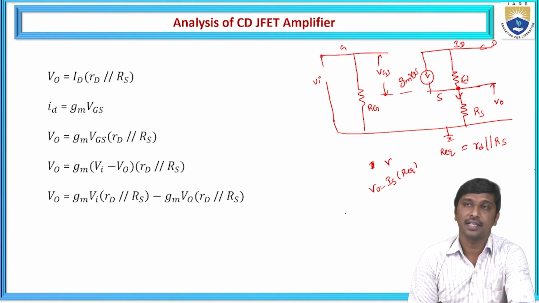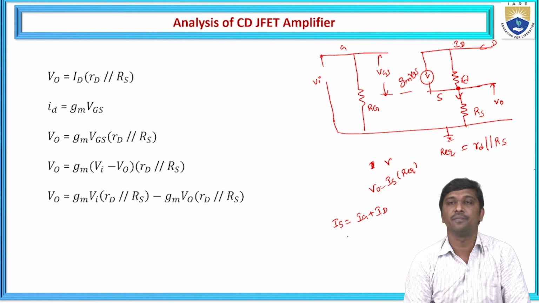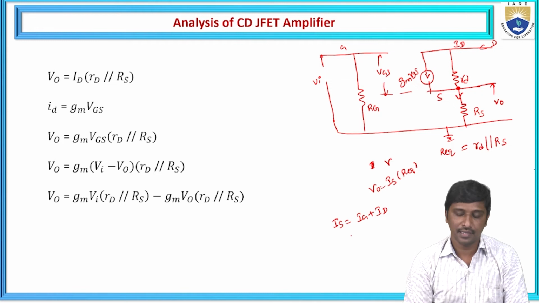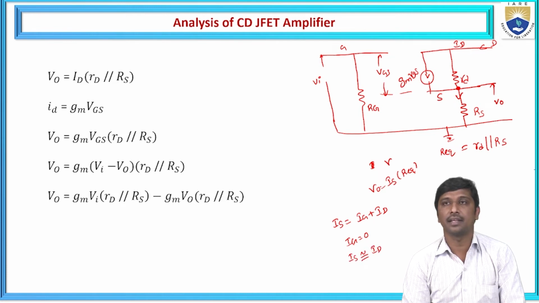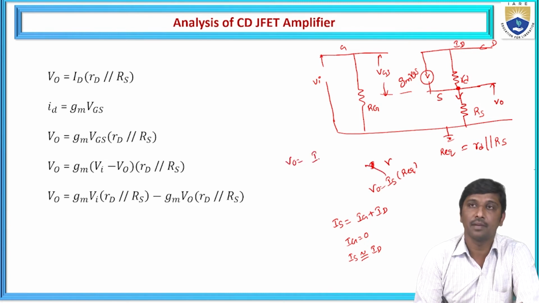And again, from the FET construction, we know that the source current is equal to the summation of the gate current and the drain current. And from the FET construction, the gate current is very, very small. Hence, I'm going to assume the gate current is 0. Hence, IS is approximately equal to the drain current. That is the reason. So here I'm representing V0 as IS replaced with ID into R equivalent.